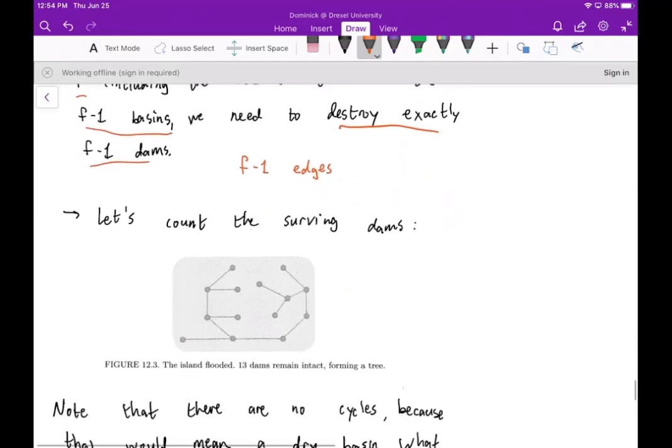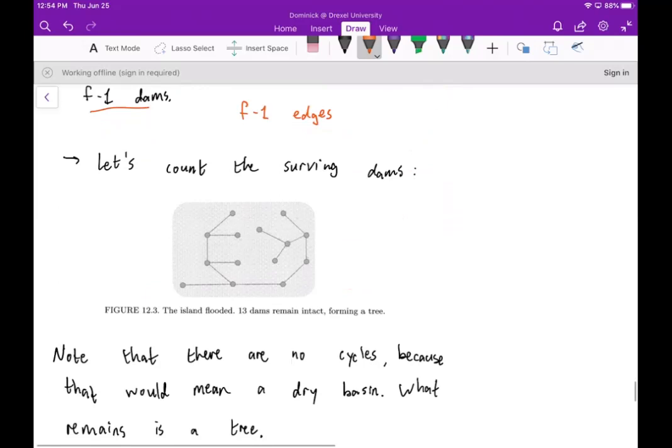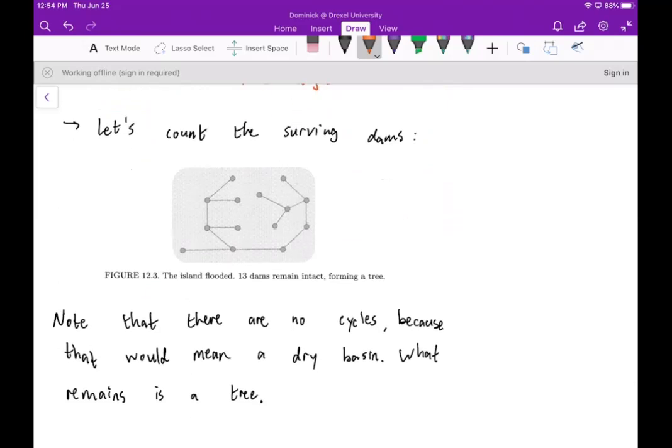Okay, so now what is surviving? Okay, well, if we look at the surviving dams, it looks like there are 13, 1, 2, 3, 4, 5, 6, 7, 8, 9, 10, 11, 12, and 13. So 13 remain, and we also get that the remaining structure forms a tree.